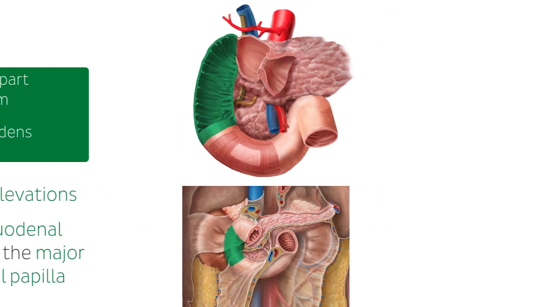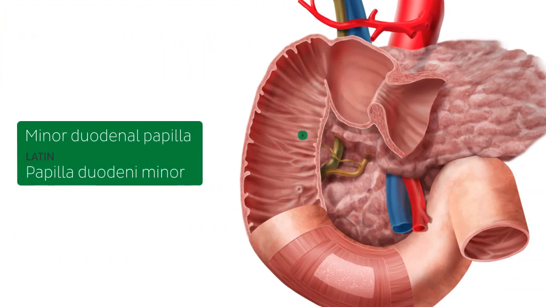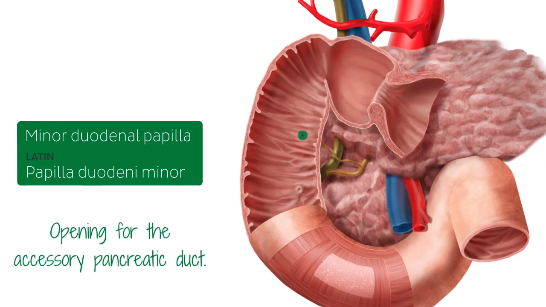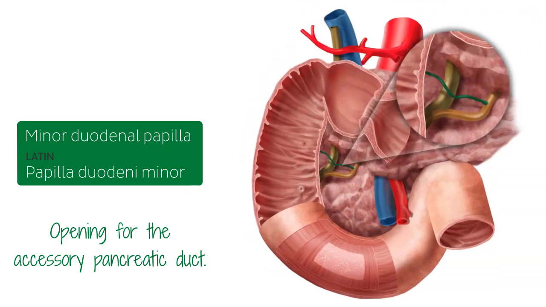And speaking of which, the next structure we're going to be highlighting here is known as the minor duodenal papilla. This is an opening for the accessory pancreatic duct, which we see here highlighted in green in this image. This small opening is seen as an elevation in the mucosa of the descending part of the duodenum and is located superior to the major duodenal papilla. So the minor and the major duodenal papillae.